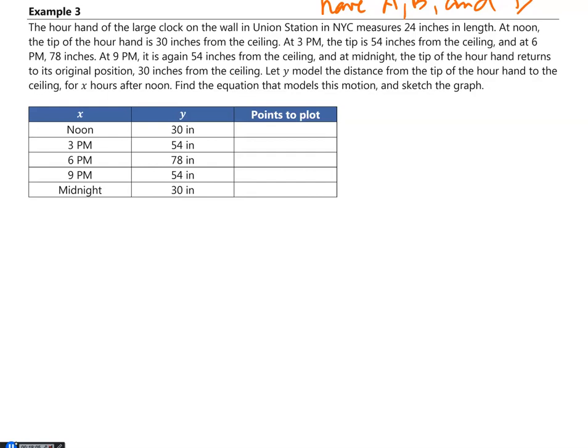The hour hand of the large clock on the wall in the Union Station in New York City measures 24 inches in length. At noon, the tip of the hour hand is 30 inches from the ceiling. At 3 p.m., the tip is 54 inches from the ceiling. And at 6 p.m., 78 inches. At 9 p.m., it is again 54 inches from the ceiling. And at midnight, the tip of the hour hand returns to its original position, 30 inches from the ceiling.